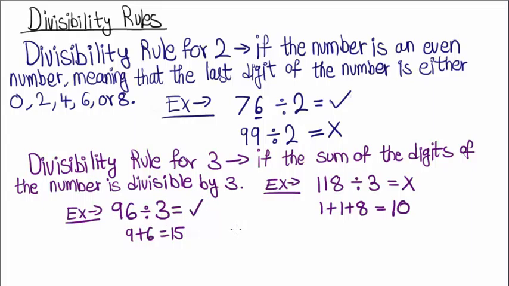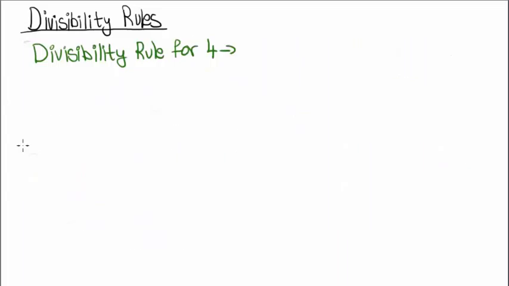Let's now go over the divisibility rule for the number 4. A number is said to be divisible by the number 4 if the last two digits of that number are divisible by 4, or if the last two digits are 0, 0.